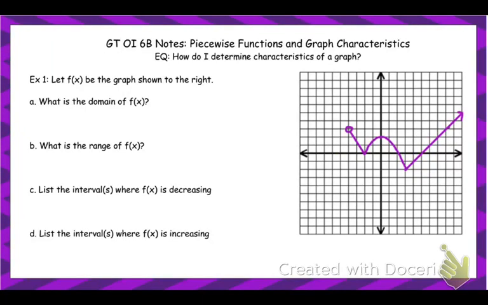Guys, we are going to continue to look at graphs today, but today we're going to focus more on all the characteristics that we've looked at this year. We're also going to review piecewise functions, and that'll also give us a little bit more graphing review. So we're going to start with all those characteristics.